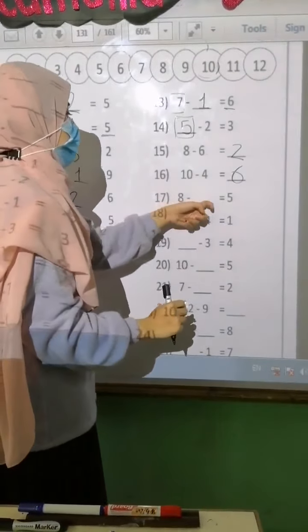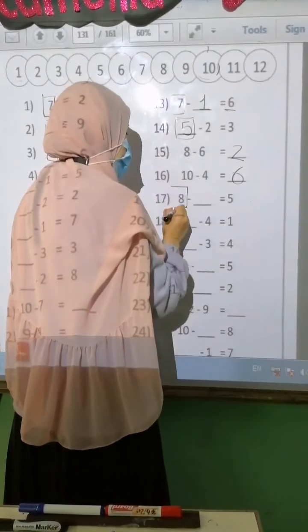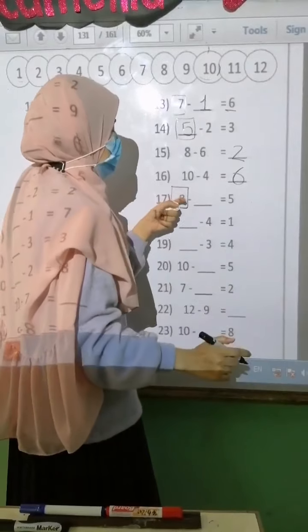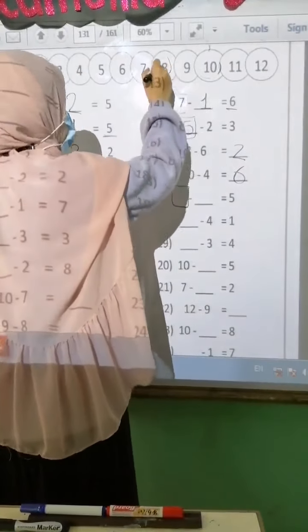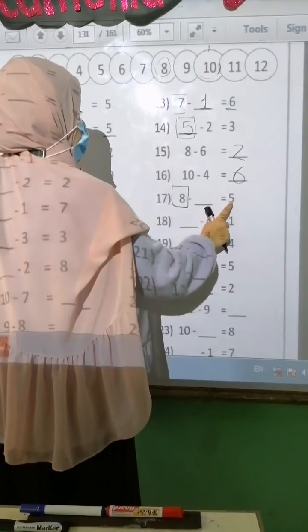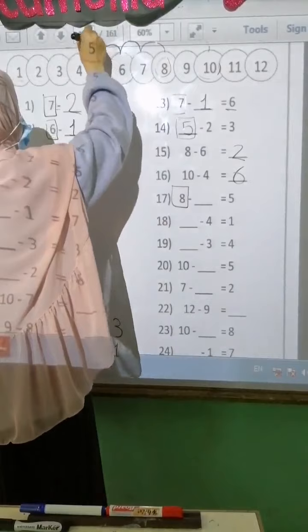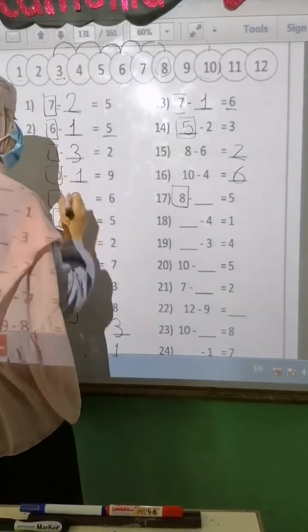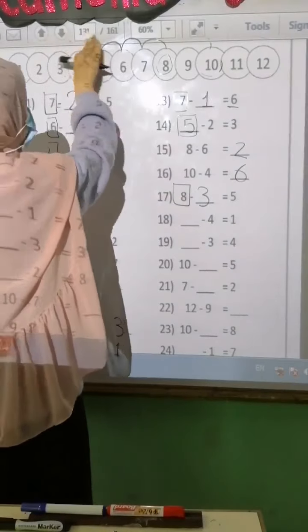Problem number 17. 8 minus missing number equals 5. Where is the greatest number in the subtraction problem? At the first. Is it here or is it missing? It's here. Then circle it and go backward. How many steps? 5. 1, 2, 3, 4, 5. The answer is 3. 8 minus 3 equals 5.